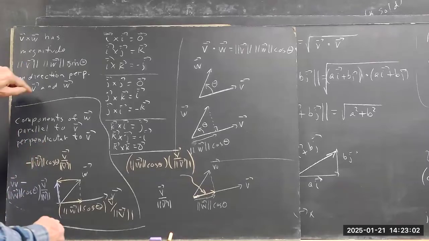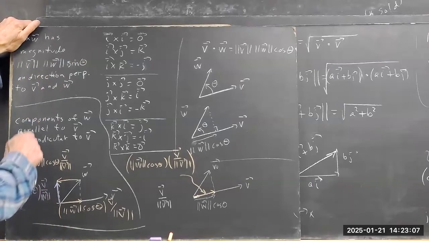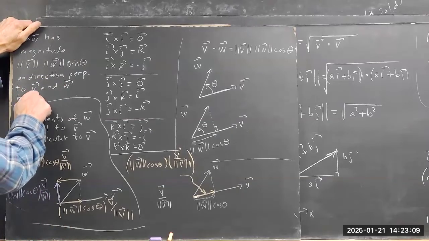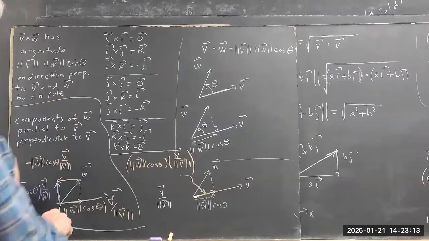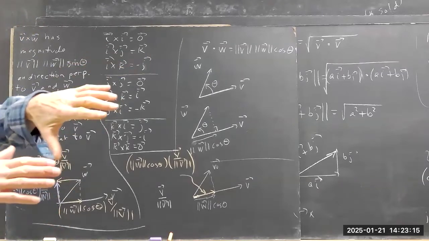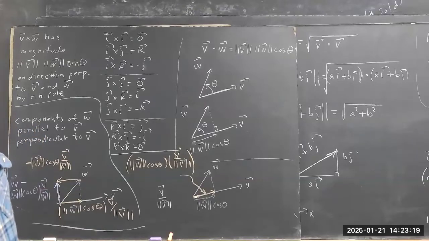So I say the direction is perpendicular to both V and W. And you choose which perpendicular direction by the right-hand rule. Okay.